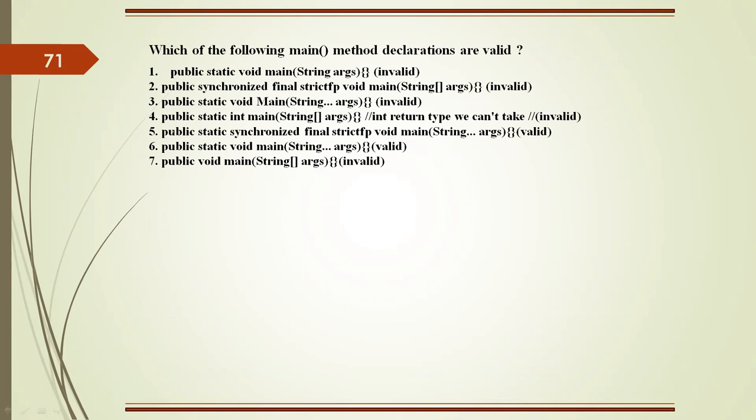This is valid or invalid, let's see. First point is public static void main String. Here the dimension is missing, the array, so it's invalid. Public synchronized final strictfp void main, it's invalid. Where is our static? That's why it's invalid. Public static void Main, it's invalid because capital is M. Public static int, it is also invalid. It should be void return type, we can't take int. Public static synchronized final strictfp void main, it's valid. This combination is valid.